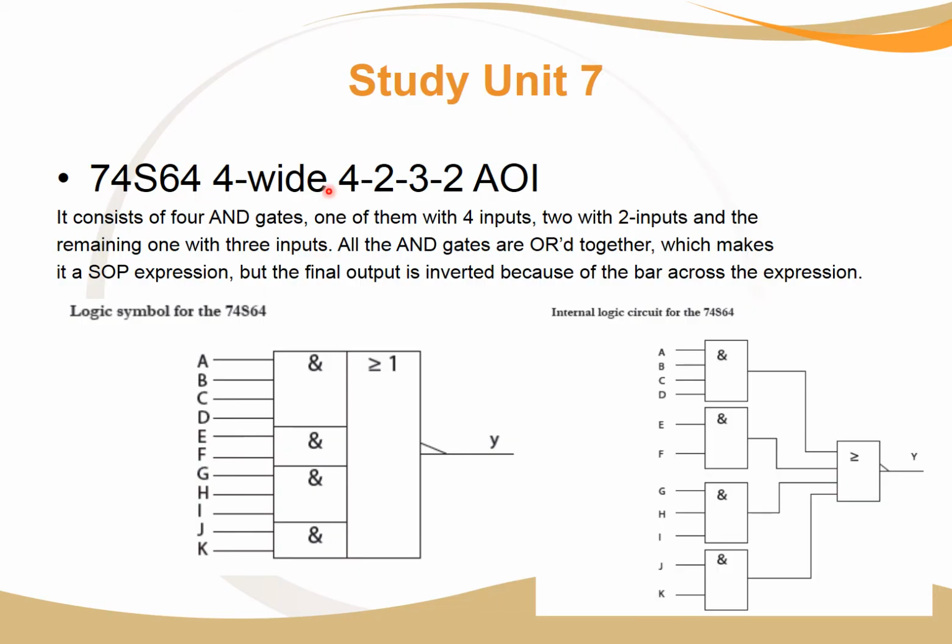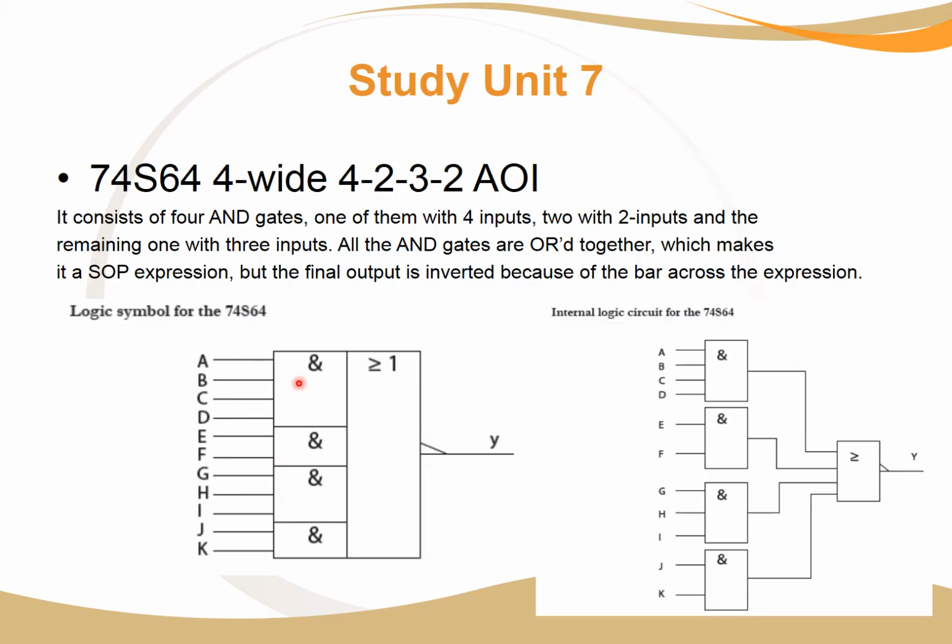74S64. It's a 4-wide 4-2-3-2 AND-OR-Invert gate IC. It consists of 4 AND gates, 4 wide, one of them with 4 inputs, one with 2 inputs, and the remaining one with 3 inputs. So you have 4 inputs, 2 inputs, and 3 inputs. All the AND gates are ORed together, which makes it an SOP expression, but the final output is inverted because of the bar across the expression.